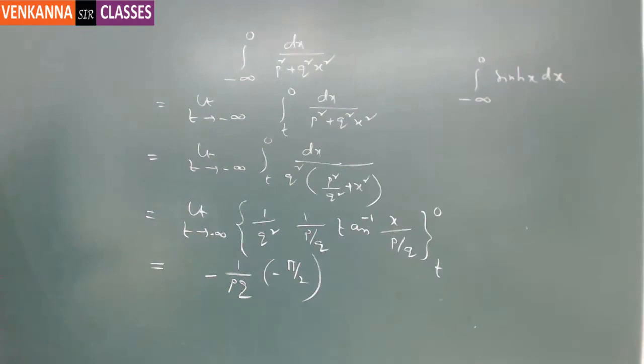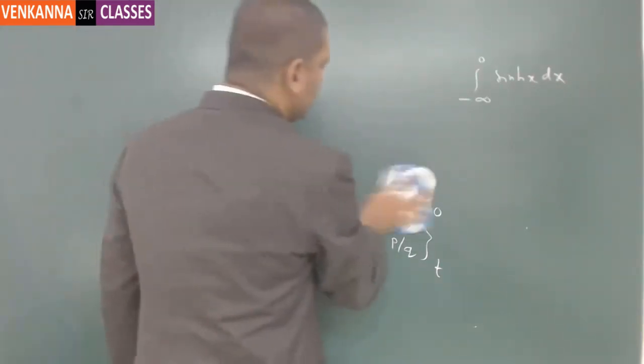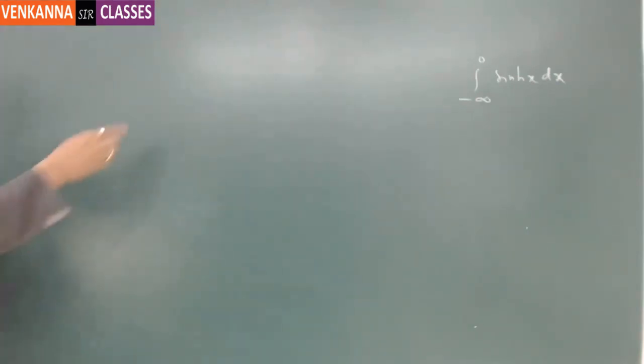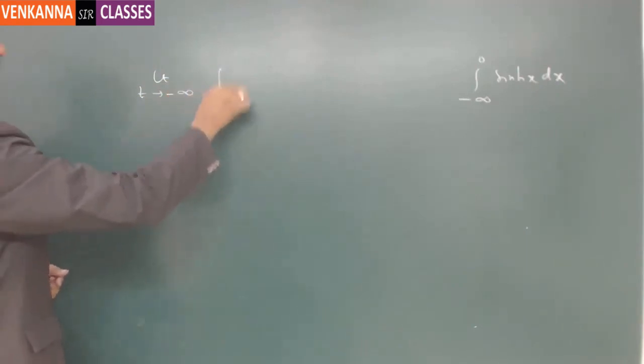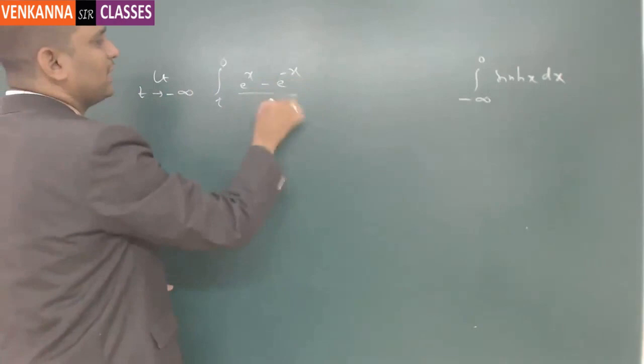You try that problem now. As we know, sinh x is nothing but e power x minus e power minus x by 2. Simply applying the limits, limit t tends to minus infinity, integral t to 0, e power x minus e power minus x by 2 dx.